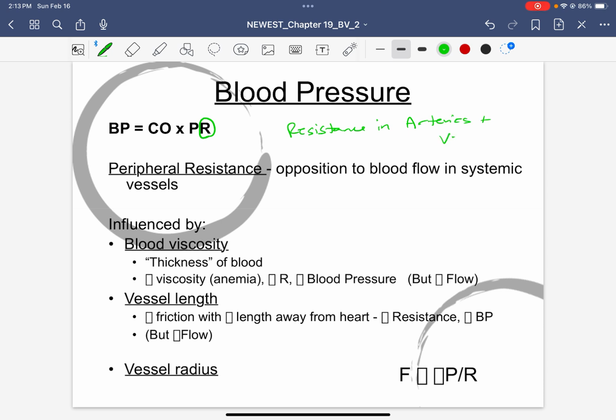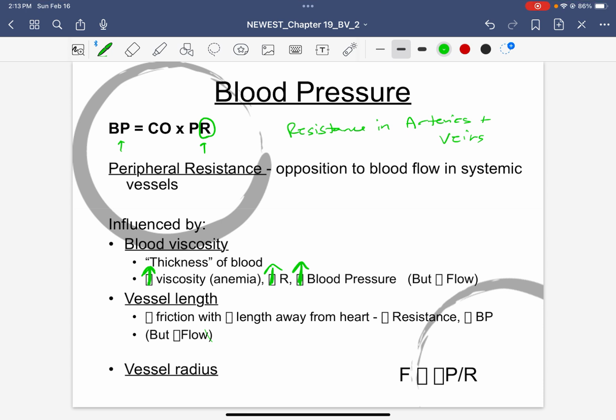There's a lot of things that can influence resistance. If the blood becomes thicker, if we increase the thickness, it becomes more viscous, that's more resistance. If blood is thicker, it faces more resistance because it's thicker. And if I increase resistance, what does it do to blood pressure? It goes up. So one thing that could influence that is thickness. If the blood becomes thicker, more resistance.